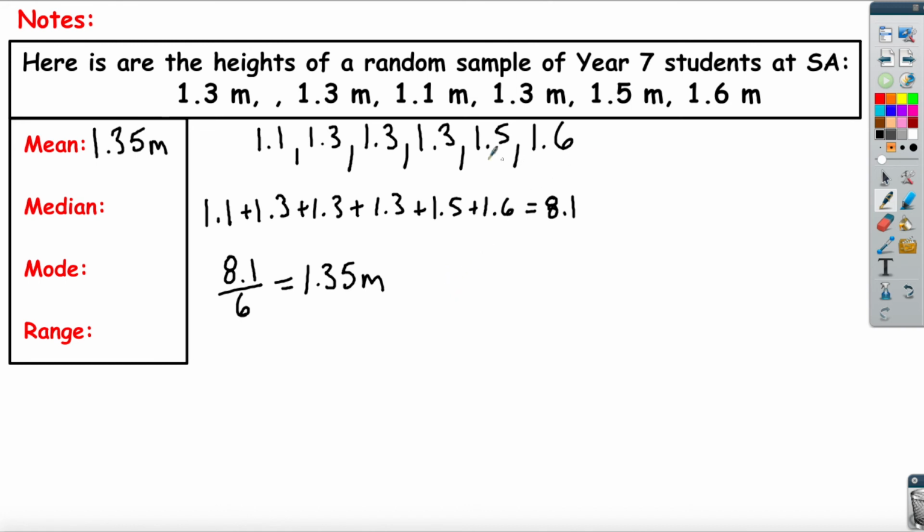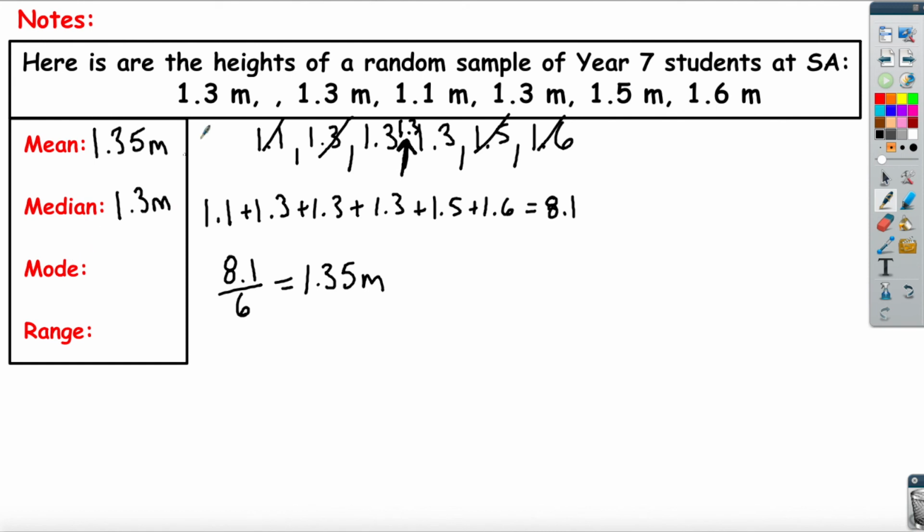Median, again, we're already in order. And notice we have the same issue as we did the last time. So we have an even amount, hence we're going to be left with 2 middle numbers. And we need to find what's exactly in the middle of them. Same value again, difference of 0 between these, so therefore that number would be the middle. So our median here is 1.3 meters.